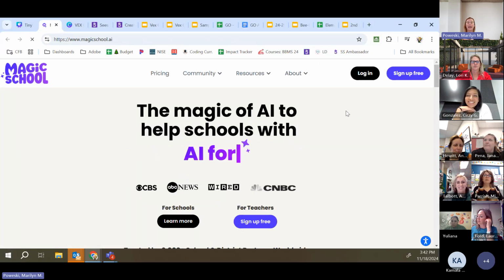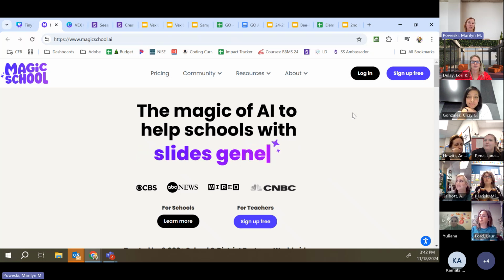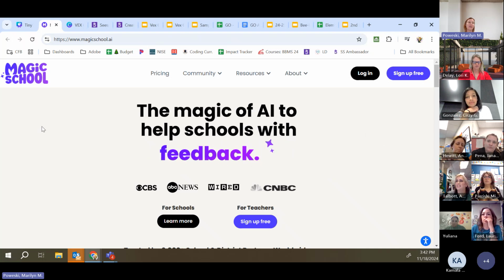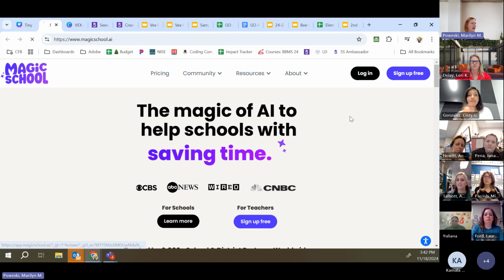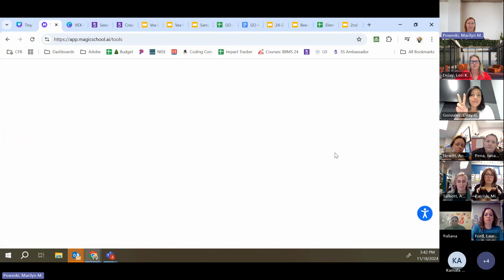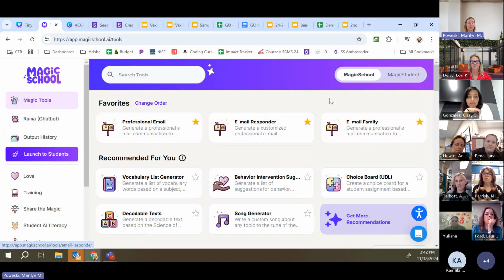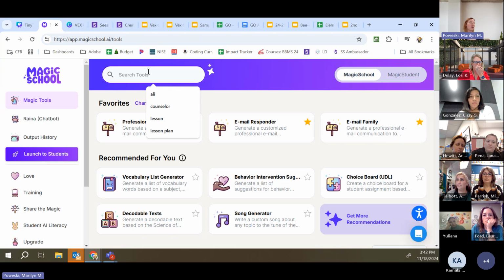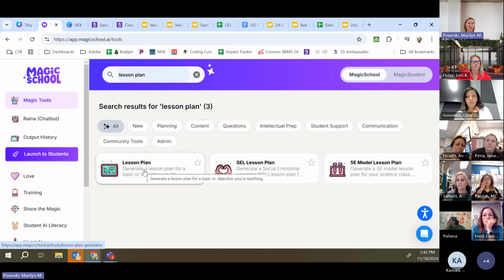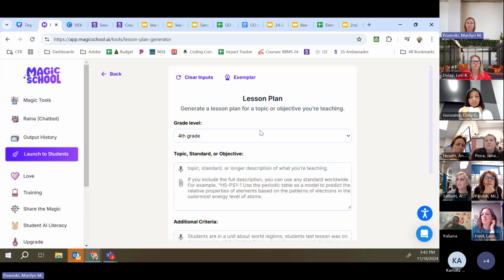So Magic School AI is a phenomenal tool. If you've never actually jumped in and used it, it has all the things. So super, super encourage you to try going into Magic School AI. Yes, yes. So Magic School AI, and I just clicked login. If it doesn't automatically log you in, I would recommend logging in with Google. And then I'm going to search in my tools. You can also favorite different things, but I haven't favorited that one yet. So I'm going to search for lesson plan. Perfect. I want to generate a lesson plan.